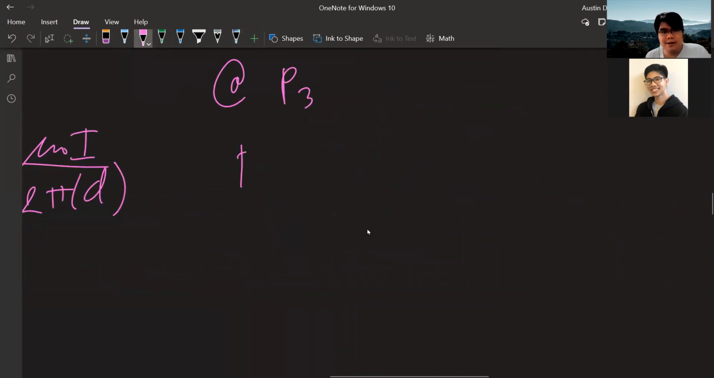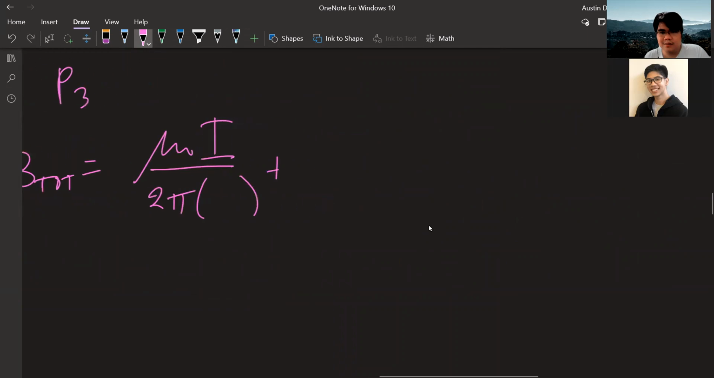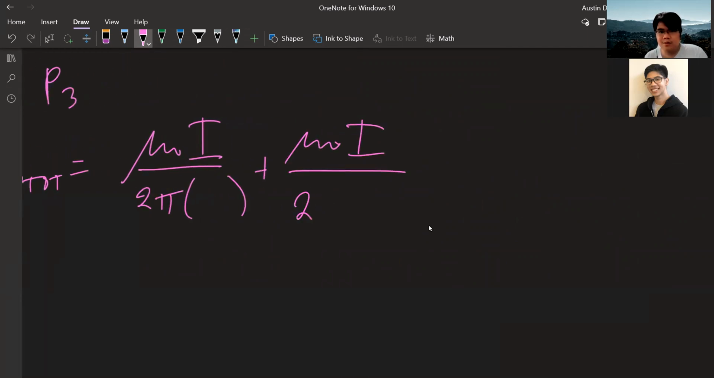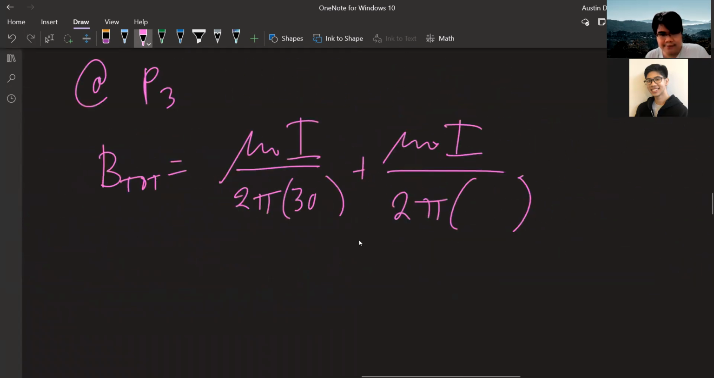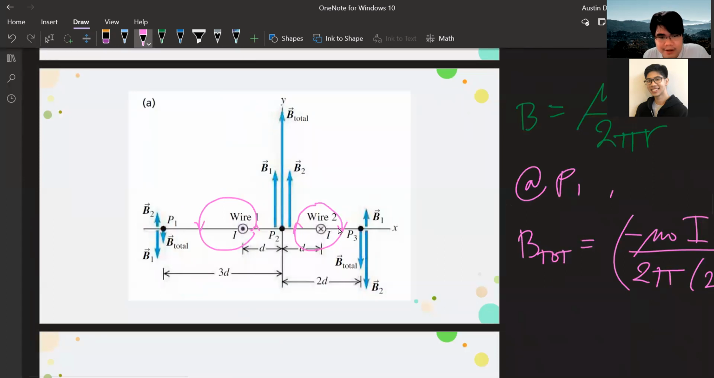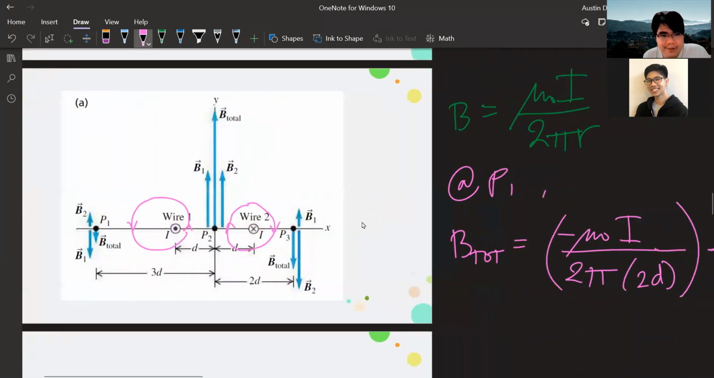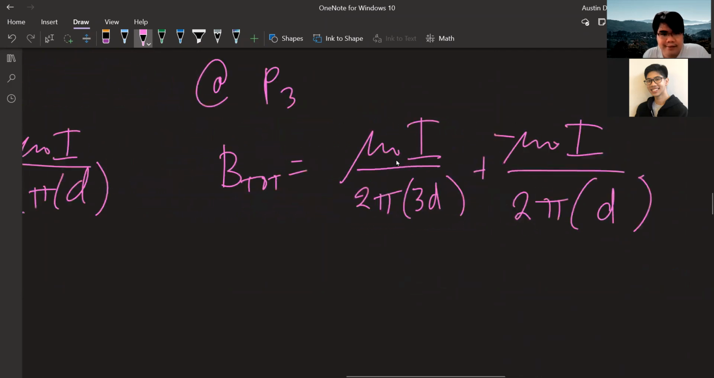And then lastly, which is yung P3, at P3, ganun pa rin yung gagawin mo. B total is just mu naught I over 2 pi times some distance. Distance ng wire 1 to P3 is 3D. Tapos yung isa ay D. 3D plus D. Okay, ngayon titingnan mo yung direction. So si wire 2 would be negative. And then si wire 1 is upward at this point. So ito yung negative. Okay, so you just add them up.